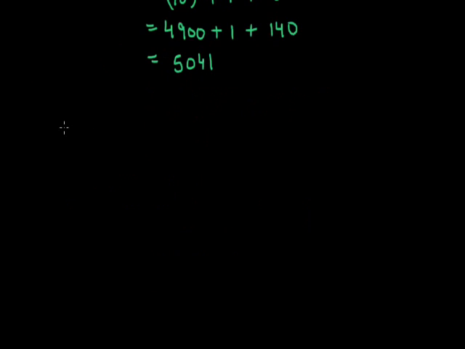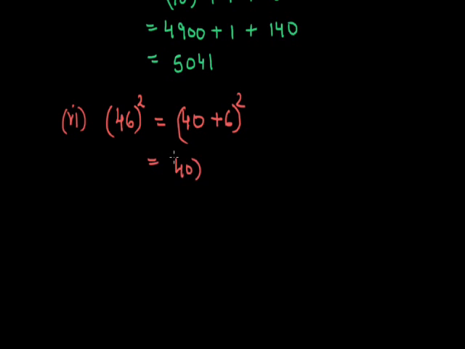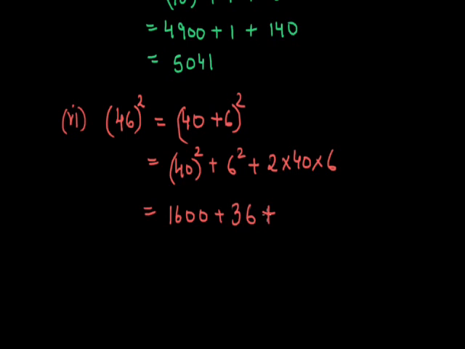5041. The sixth part. Now I have to find the square of 46, that is 46 square. I can write 46 square as (40 plus 6) whole square. Again a square, that is 40 square, plus b square, that is 6 square, plus 2 into a into b, that is 2 into 40 into 6. I can write 1600 plus 36 plus 2 into 40 into 6, that is 480. So the square of 46 will be equal to 2116.